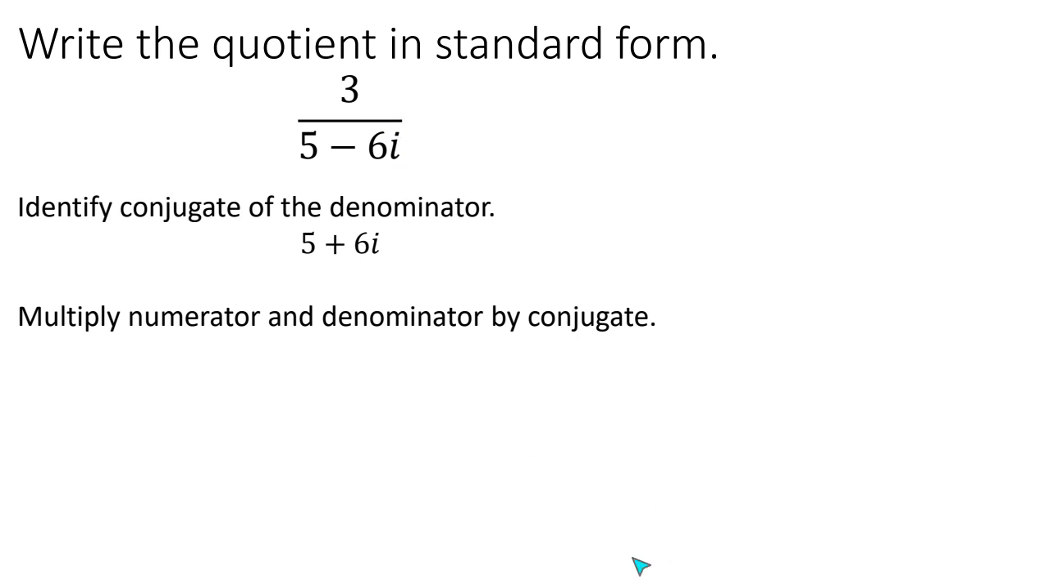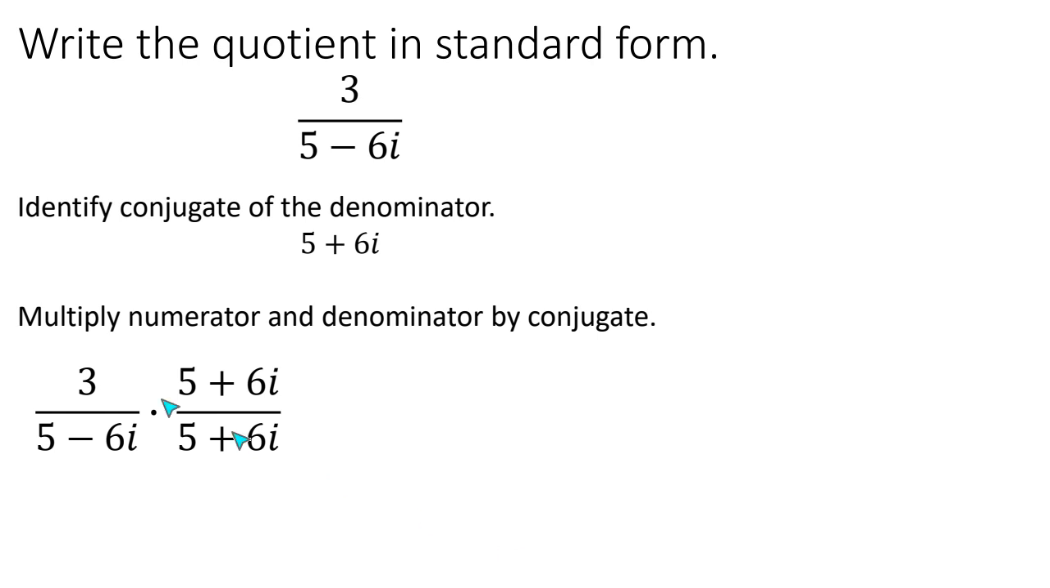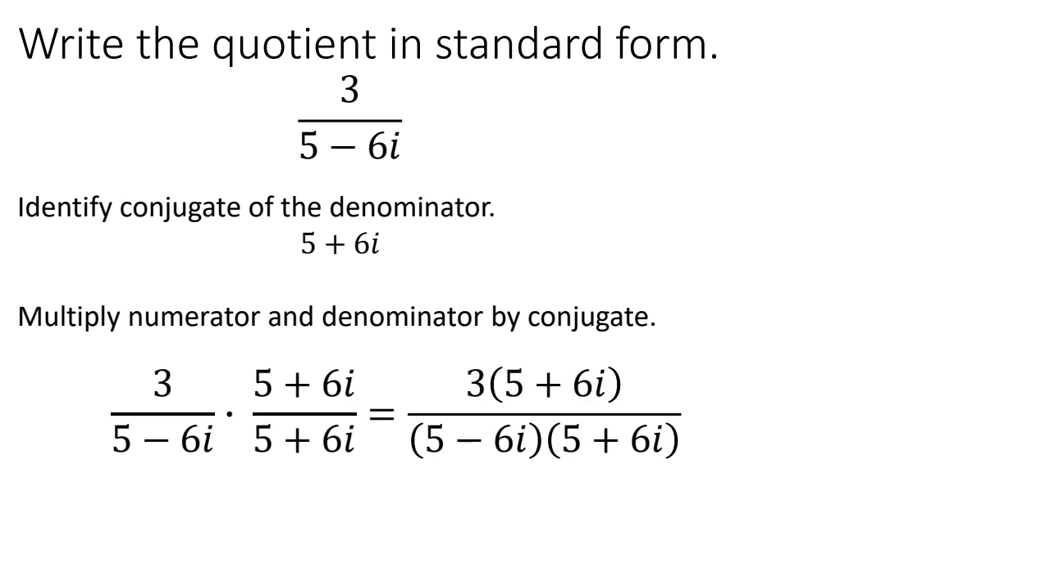And we can do this because 5 plus 6i divided by 5 plus 6i is equal to 1. So essentially, we're just multiplying this by 1. But we're going to make it look different. And we can do that because we're not changing the problem, we're just rewriting it. So if we multiply, now we're going to have 3 times all of this, which is 3 times 5 plus 6i. And then this 5 minus 6i times 5 plus 6i.